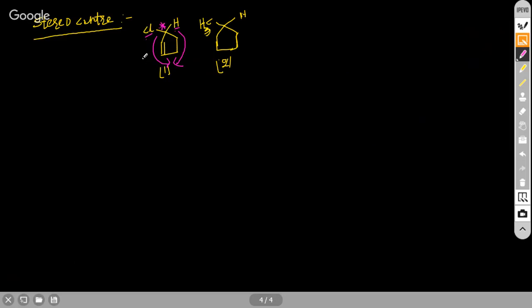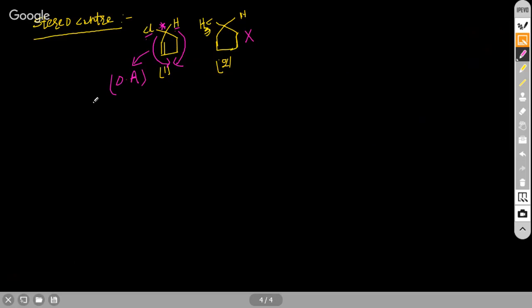Similarly, here both paths are the same, so there is no chiral carbon in this compound. Only one chiral carbon is present here, and since there is only one chiral carbon, this compound will be optically active.